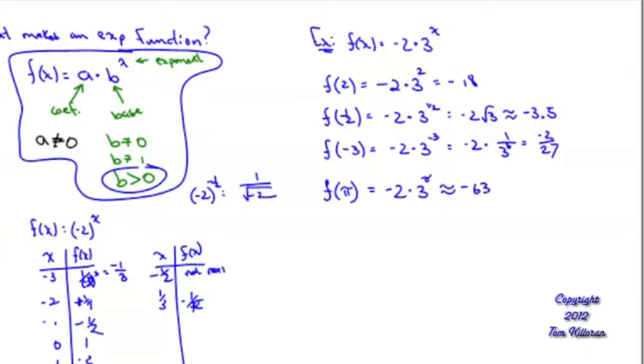Really? I guess that makes sense because pi is really close to 3, and 3 cubed is 27, and 27 times 2 is 54. But it's a little bit bigger than 3. All right, so that's how you would evaluate an exponential function.